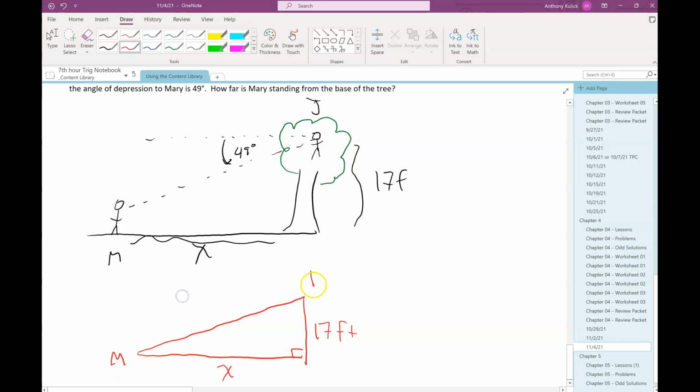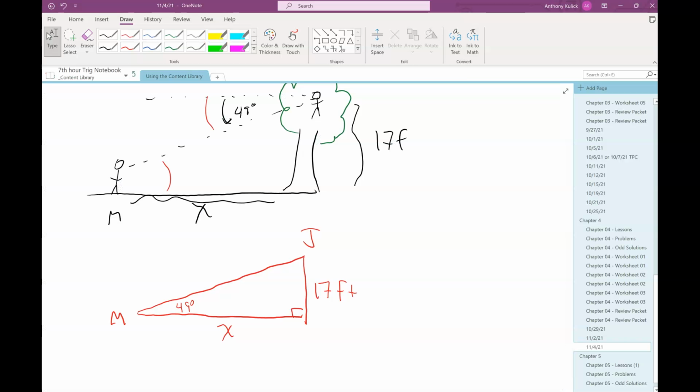I guess I can put M and J. Would it be the bottom left angle? Yeah, so I know that this angle and this angle are the same. So the 49 that I drew in the picture is not actually part of the triangle that I drew, unless I know that alternate interior angles are congruent. Everybody's cool? Okay.